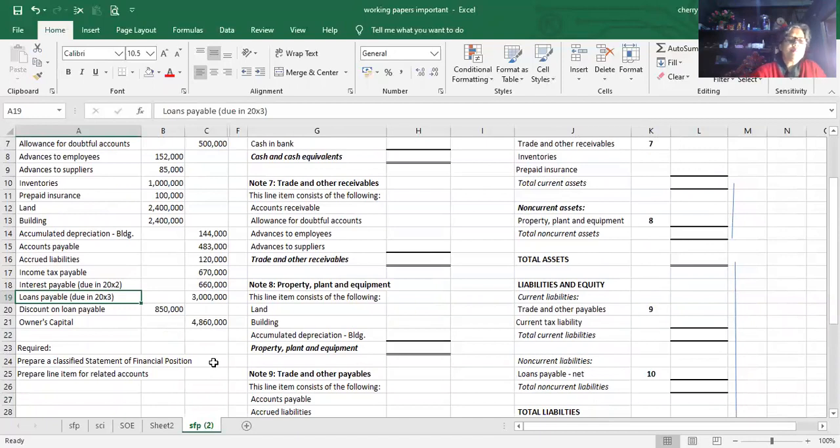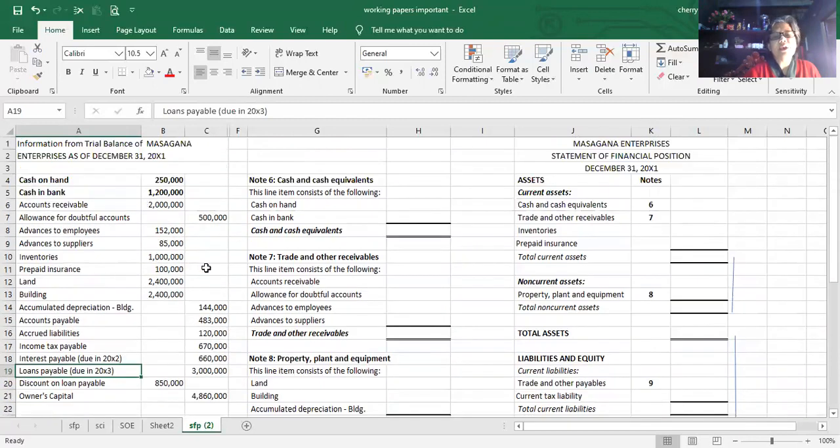So we are required to prepare the classified statement of financial position and line item for related accounts. We cannot prepare the statement of financial position if we have no available data for the line items. So the related items should be added to get the line item. In our problem, we have cash in hand and cash in bank, and this is considered as our cash and cash equivalent.